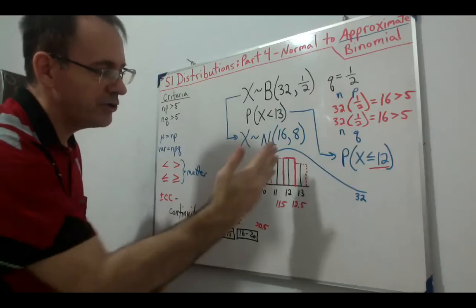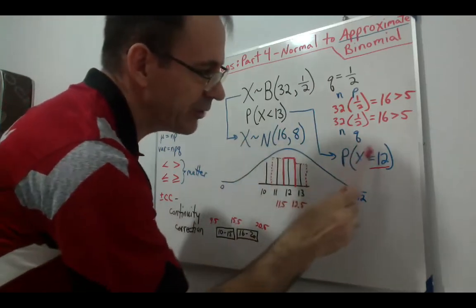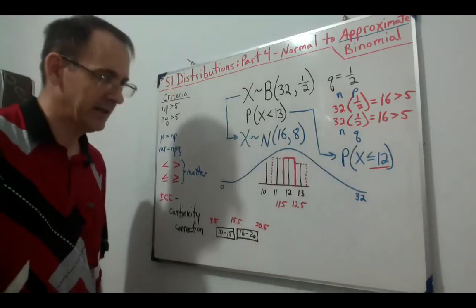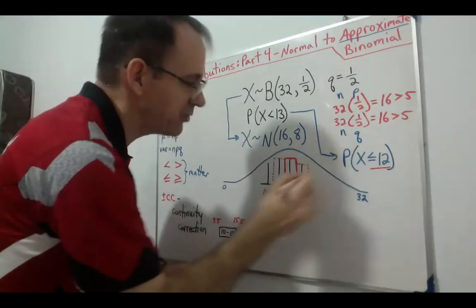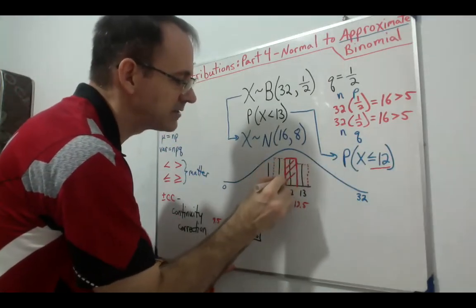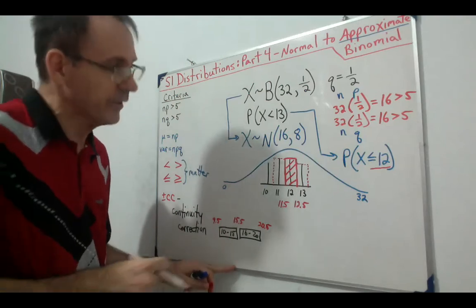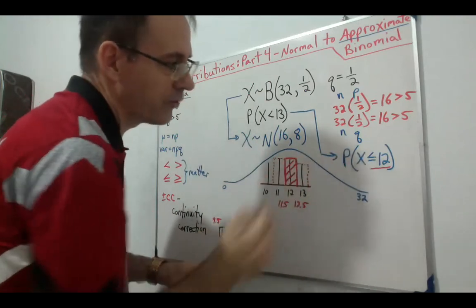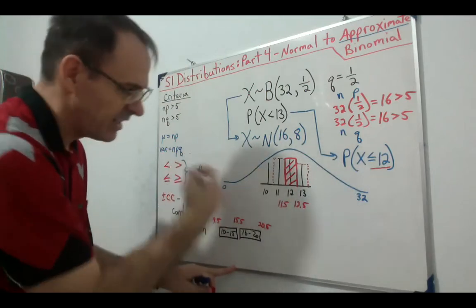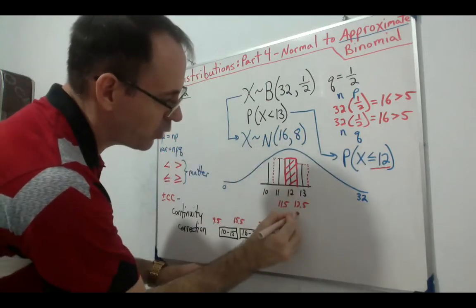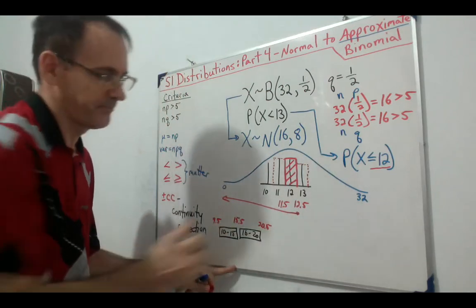So since we're doing shading, it depends on which direction your inequality is going. Since we have to include the 12, that means this whole box needs to be included in our shading. So since it says less than or equal to 12, less than is that way. So that means we're going to take the 12.5 and shade this way.